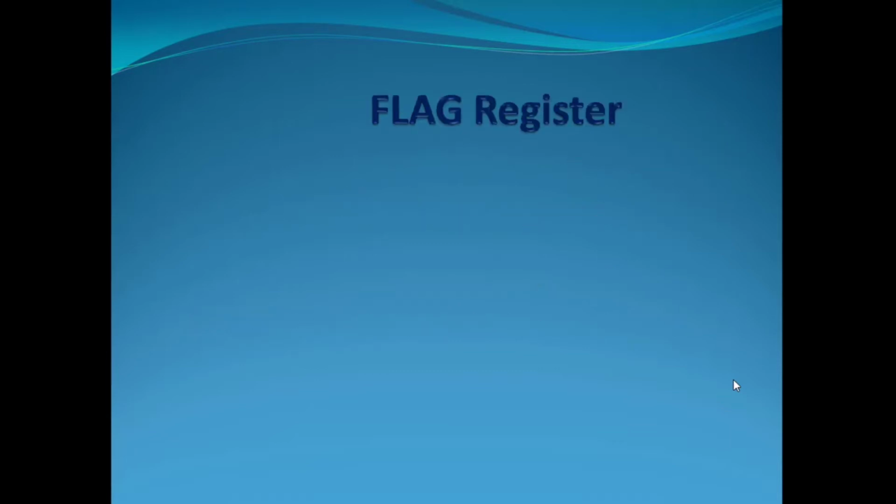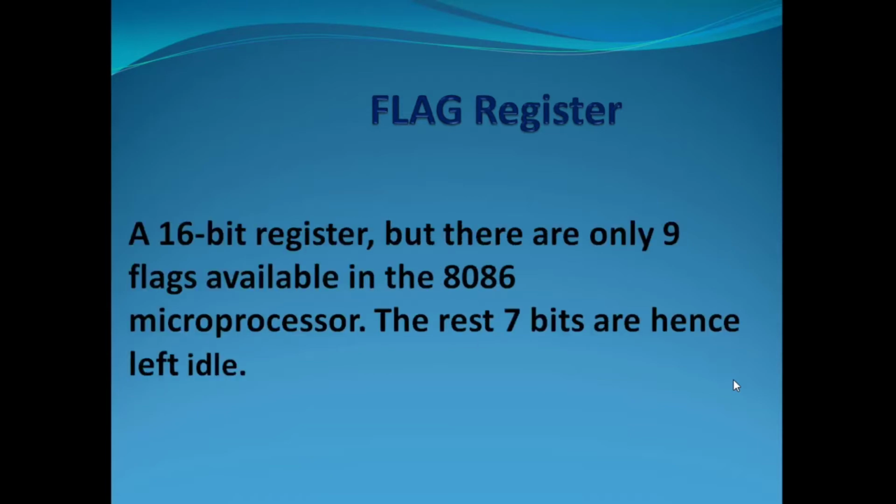The flag register is one of the special purpose registers. The flag bits are changed to 0 or 1 depending upon the value of the result after arithmetic or logical operations. It is a 16-bit register, but there are only 9 flags available in the 8086 microprocessor. The rest 7 bits are hence left idle.